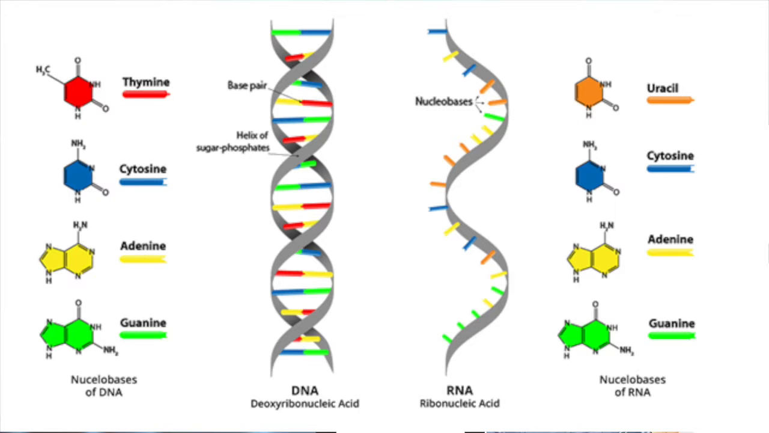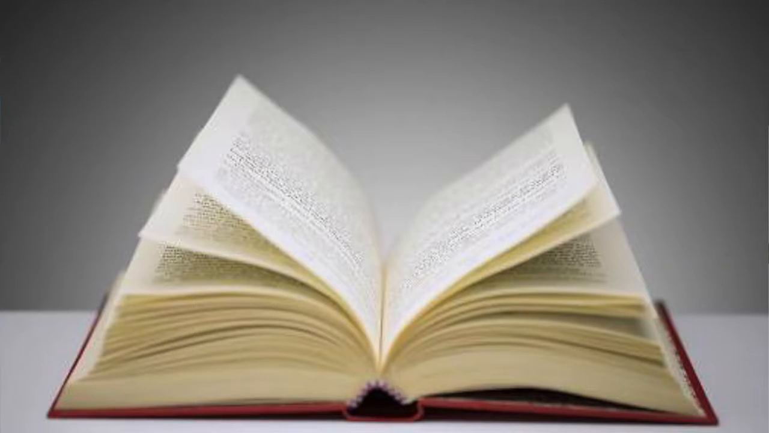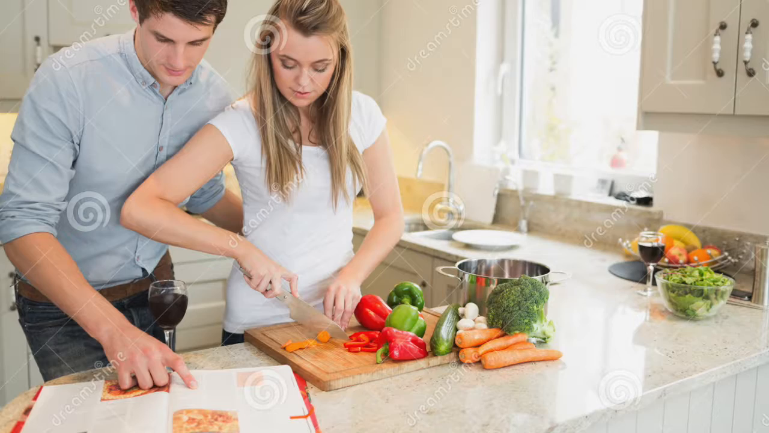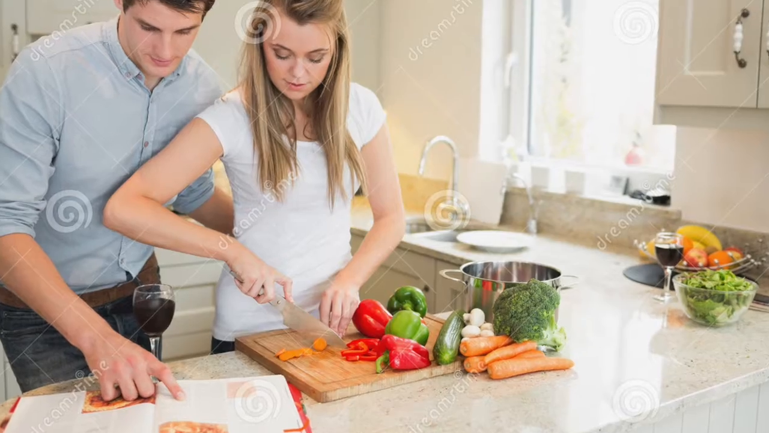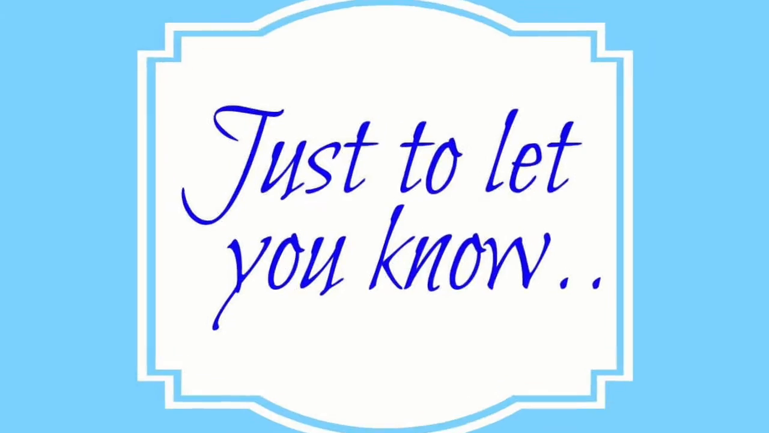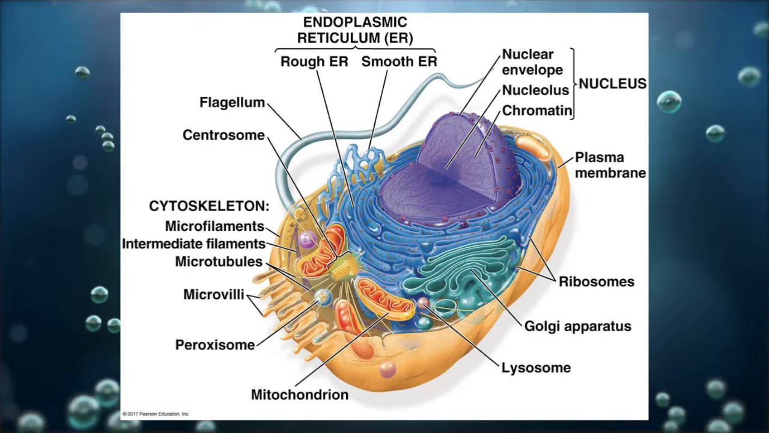So it says here, DNA is like a book that holds information, where RNA is like the person who reads the book and helps carry the instructions of that book. Just to let you know. Anyways, next organelle on the list is ribosome.